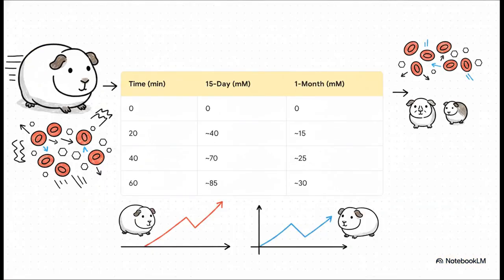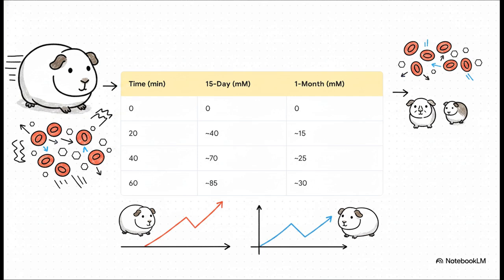Let's actually look at some hard data here. Researchers took red blood cells from a 15-day-old guinea pig and a 1-month-old guinea pig, dropped them in a solution of radioactive glucose, and tracked exactly how much entered the cells over 60 minutes. Now, because glucose is pretty large and polar, it has to use carrier proteins to cross the membrane in a process called facilitated diffusion. And this graph brilliantly illustrates a clear biological trend.